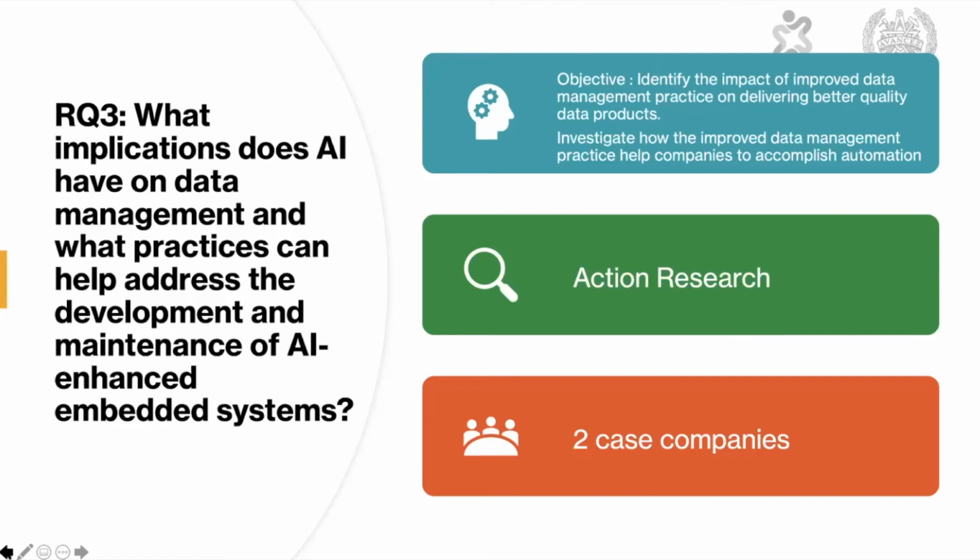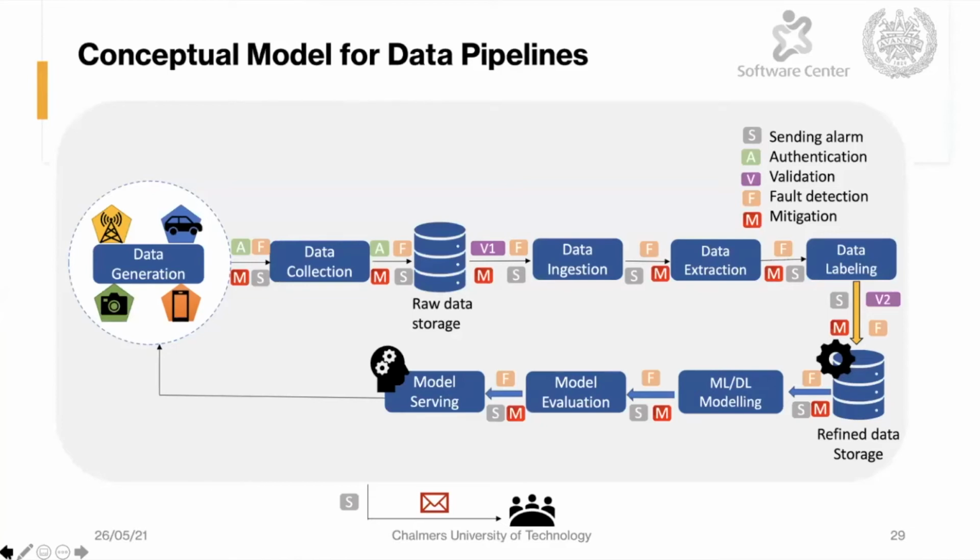I adopted action research for this study, and the action research was done in 2 companies. This is the result, the conceptual model for data pipelines, which we developed based on the action research. There are 2 basic elements in this conceptual model, and they are nodes and connectors. Nodes are the blue boxes that you see on the screen right now, and the arrows that connect those blue boxes are called connectors. We have 2 different capabilities assigned to the different elements in the data pipelines here, and they are node level capabilities and connector level capabilities.